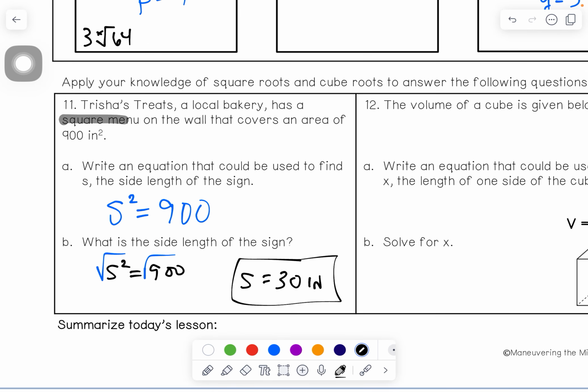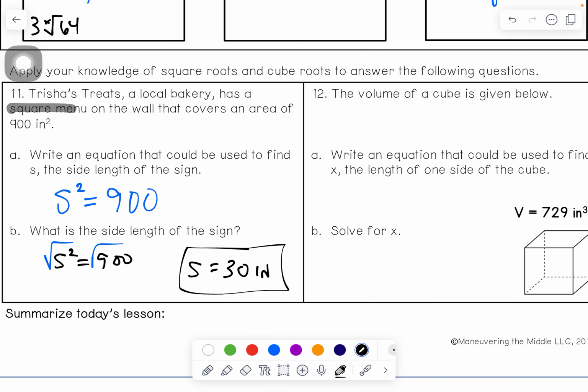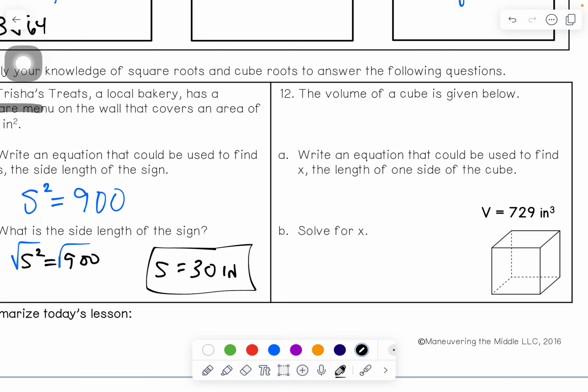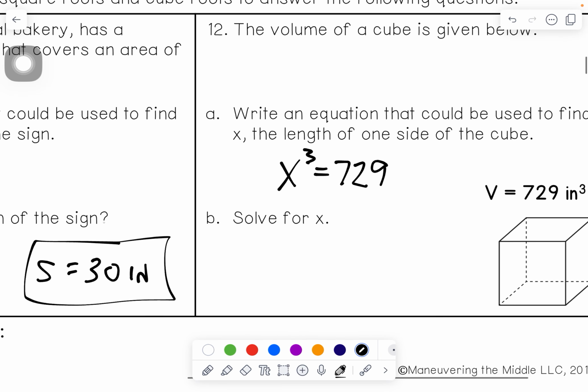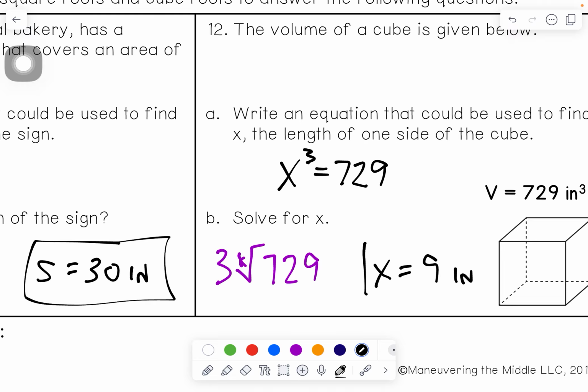Now volume is different, right? Volume is 3-dimensional, so that's where the cubed comes into play here. An equation can be used to find x, the length of one side of a cube. So we would say that x cubed equals 729. And then if I'm solving for that, I would take the cube root of both sides. So remember, I'm going to do the number 3, use the X root button and 729 to find out that x has to equal 9 inches.